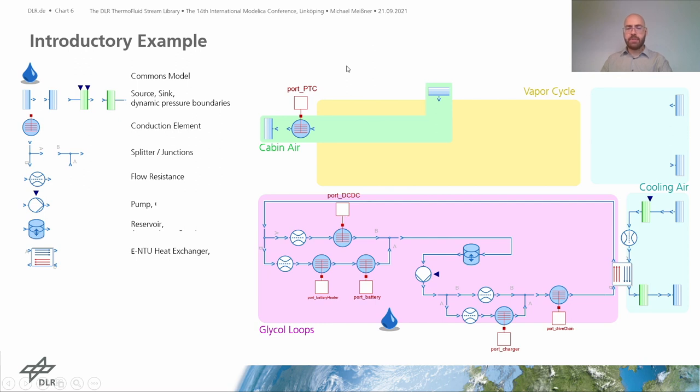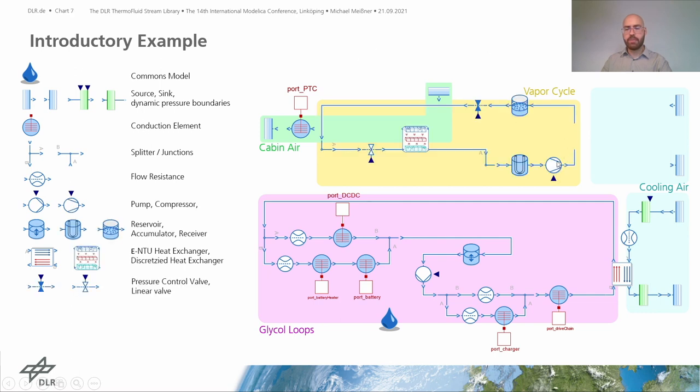The cabin air has to be cooled by a vapor cycle because sometimes we want to cool it below ambient temperatures. So we add a vapor cycle with compressor, radiator, and accumulator in this case, a pressure control valve, a valve to switch off the cycle completely, and an evaporator that takes on heat from the cabin air. We close the vapor cycle with a condenser that is cooled with another cooling airstream.